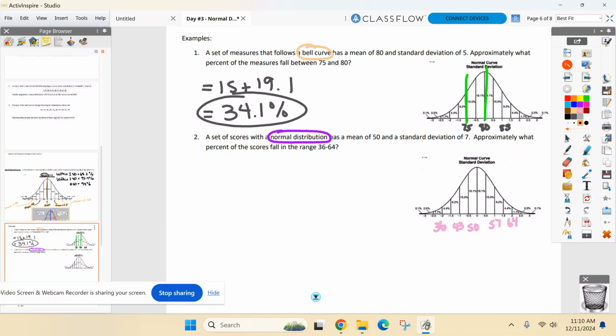Now I can do this problem one of two ways. I can legitimately add up everything from -2 to 2, or this is why I say it's helpful to remember I'm within 2. What's the percentage that's always within 2 standard deviations? 95.4%. And if you don't remember that, you're going to have to add up all the percents in between here, and you'll still get 95.4.